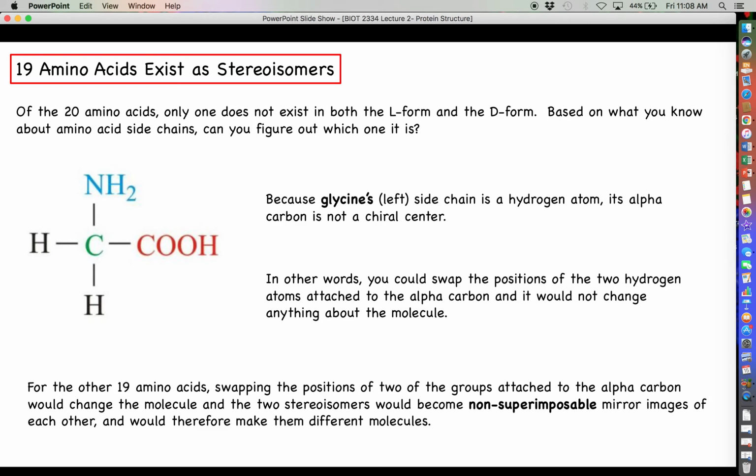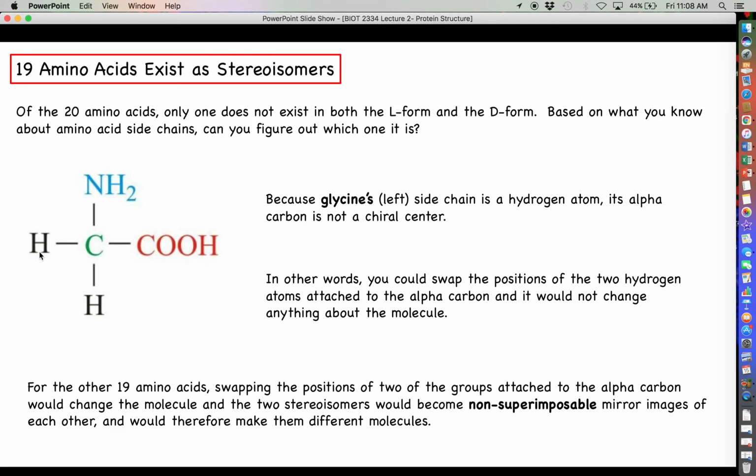So of the 20 amino acids, there is only one of them that does not exist in both the L form and the D form. So without looking any further, can you figure out which one of those amino acids it is? You have to think about the side chain. If you want to be spoiled with the answer here, the answer is the amino acid glycine.